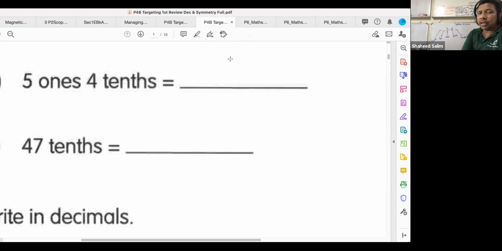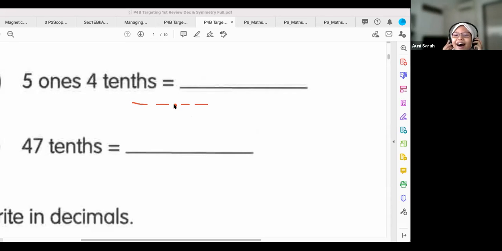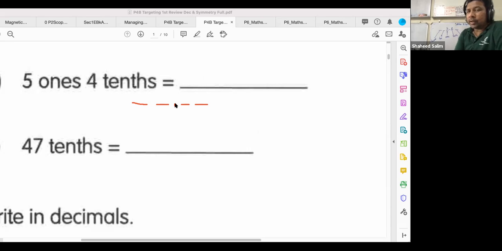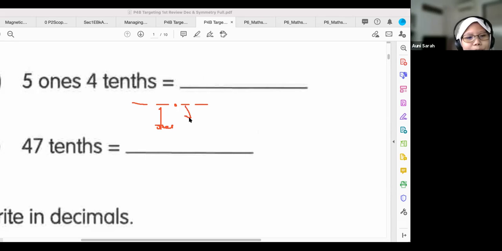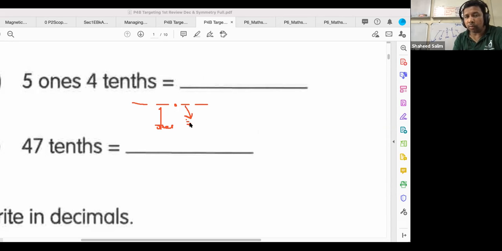You must know where to put it, eh? You must be able to identify the position. Okay, you can have positions like that, and put a dot on here. Now down here, remember to the left of the dot is always ones. To the right is tenths. So I hope you are able to do it.